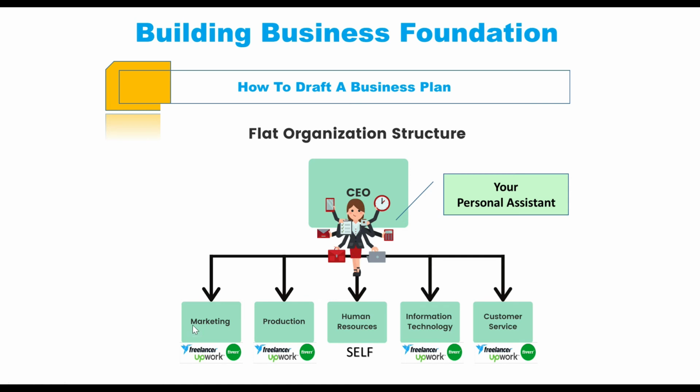You contact the marketing person, the production person, the IT person and some customer service person. Once you build a relationship with them and they are willing to work for you, you will not be able to monitor each of them directly every now and then. But you can ask your personal assistant to follow up with them every 2 or 3 days, or go through the report and look at whether they have met their deadlines for the tasks they were given. These people are available on freelance sites like Upwork or Fiverr.